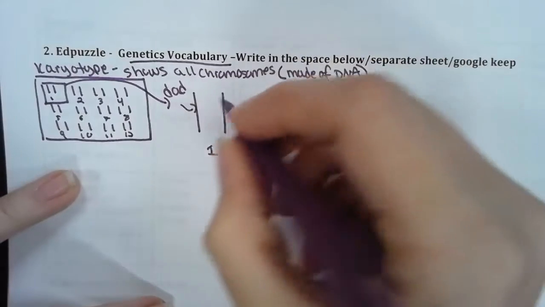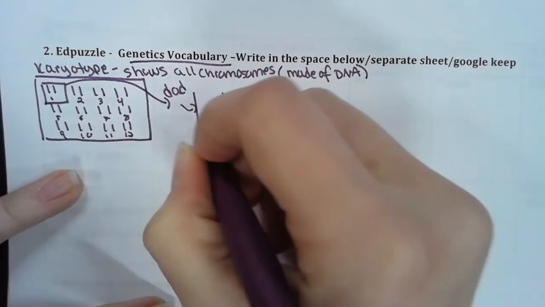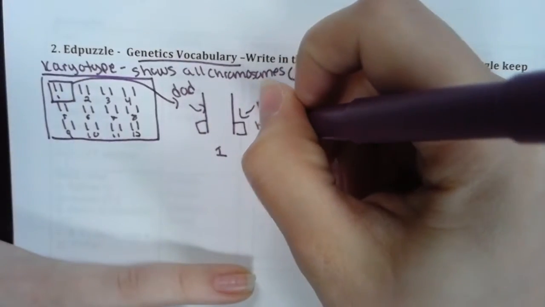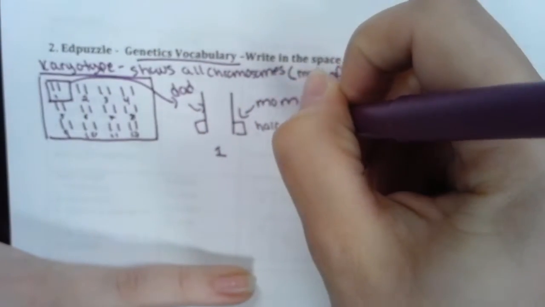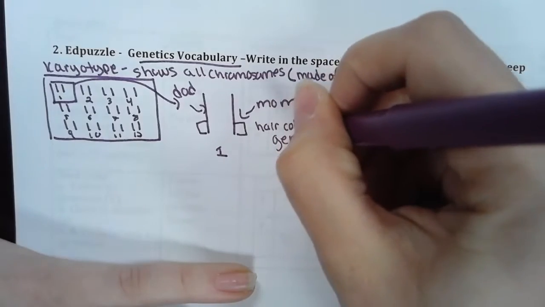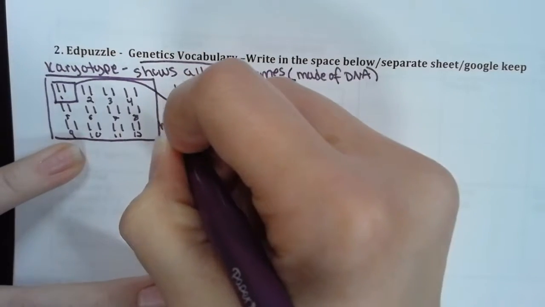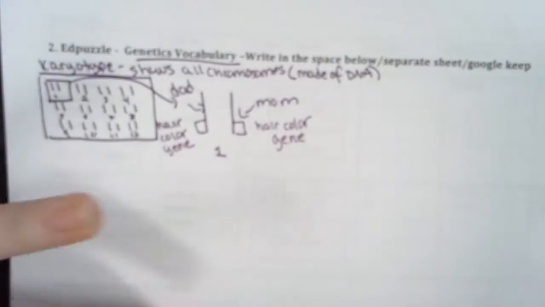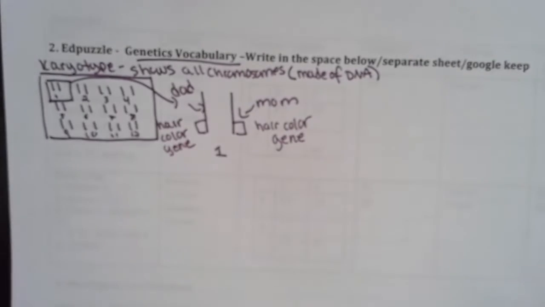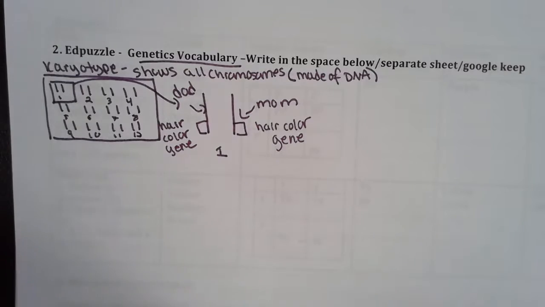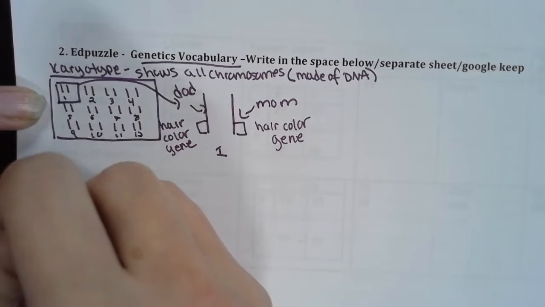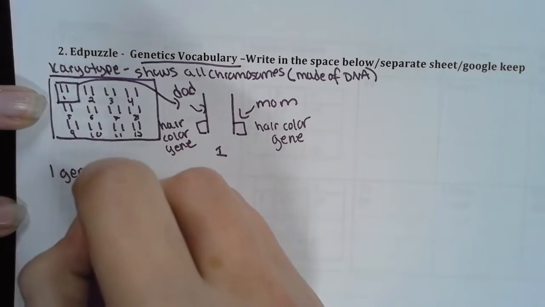Now, on every one of these chromosomes, we have lots and lots of little genes. Let's say we had this particular gene for hair color. This would be the hair color gene that the mom gave us and the hair color gene that dad gave us. The way that we represent genes is actually through letters. So one gene we are going to represent with one letter.